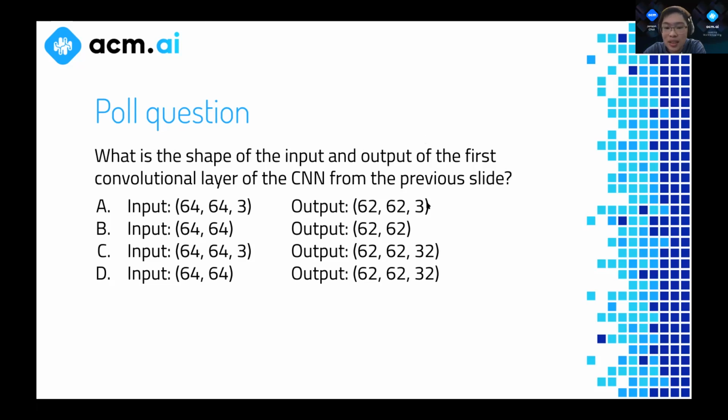Okay, so let's share results. Most of you got it right. The correct answer here is C. The reason why the depth of the output is 32 is because we're using 32 filters. If you remember, the depth of the output of the convolutional layer is determined by the number of filters, which is 32 in this case.